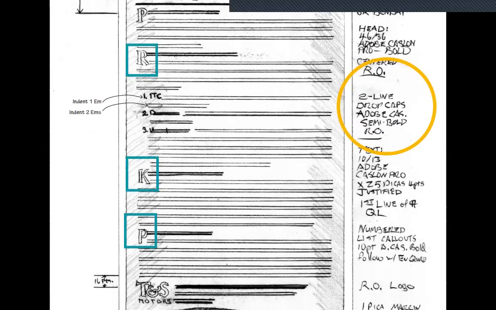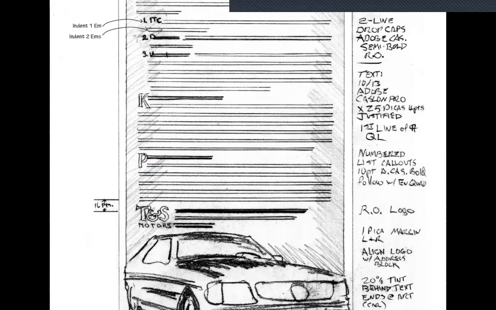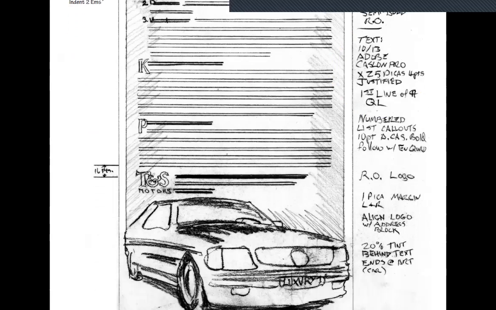2-line drop caps, Adobe Caslon Pro semi-bold, reverse out. Text is 10 on 13 Adobe Caslon Pro on a measure of 25 picas and 4 points. Justified, first line of each paragraph is quad left, or those will be treated as part of the paragraph, but they will be flush left, whereas the rest of the paragraph is justified. And there's a little trick to accomplishing that, and I'll show you that when we look at this in InDesign.